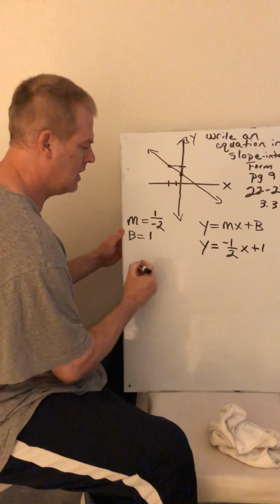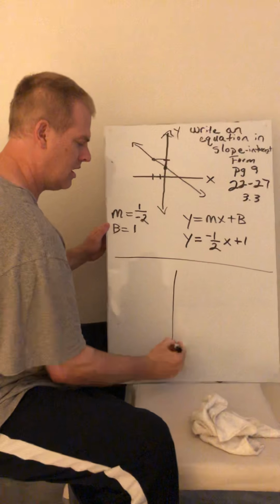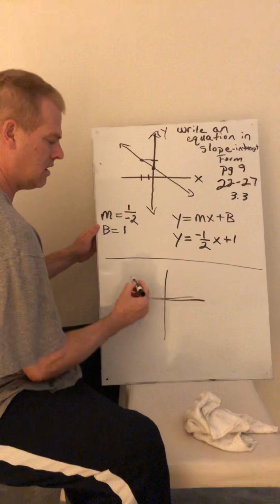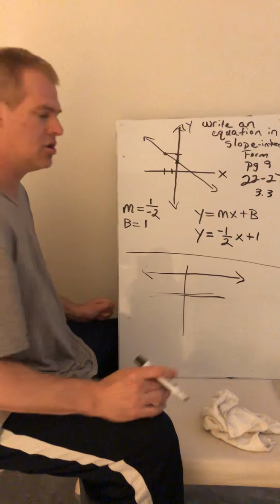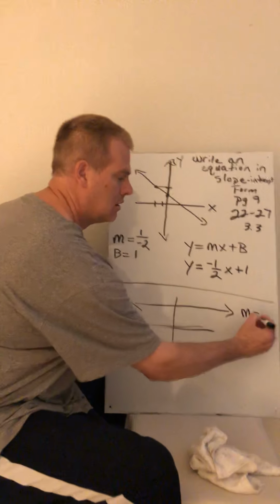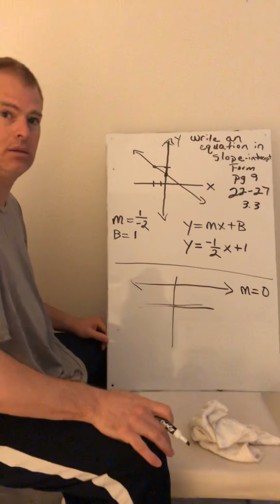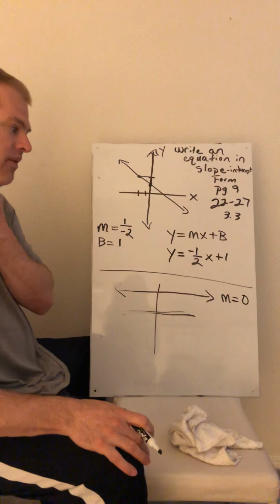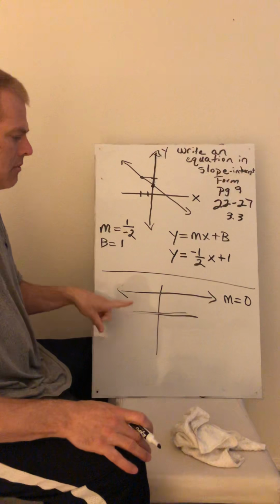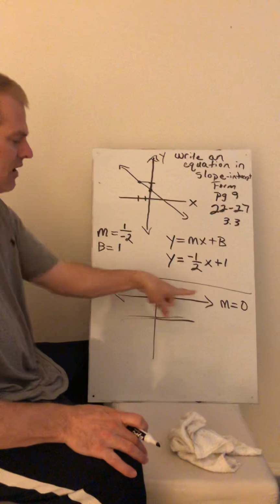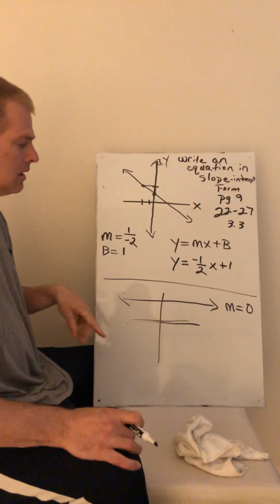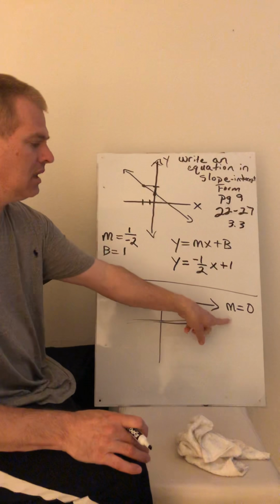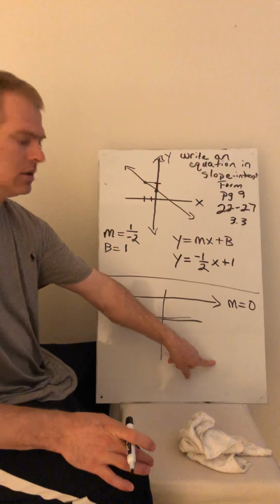Now I want to show you guys something real quick. When you look at a graph and the line is a horizontal line, okay, that means your m is 0. I want you guys to try to find the b. So remember, if I have a horizontal line, the m is 0. All you have to do is find the b and try to write the equation.